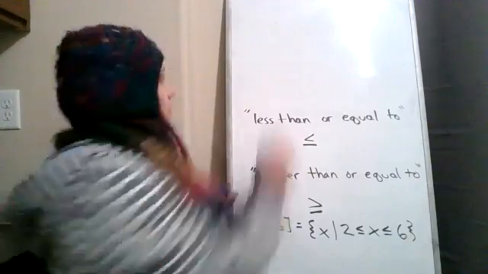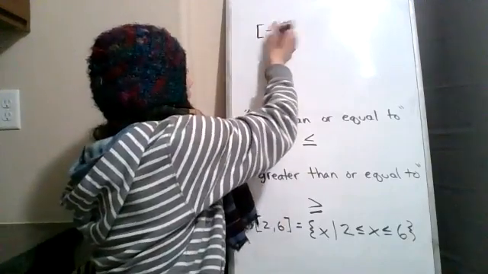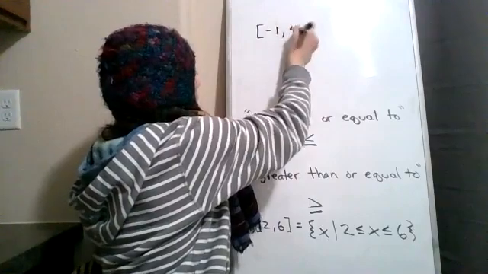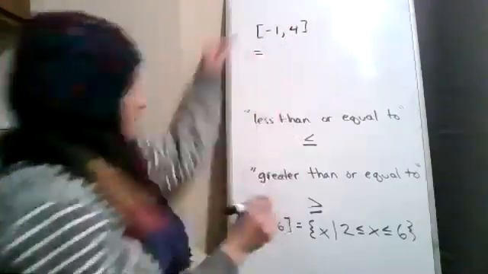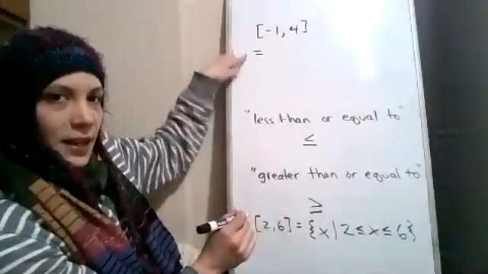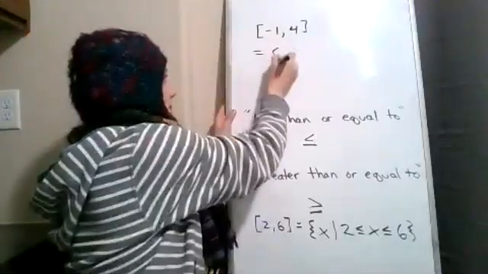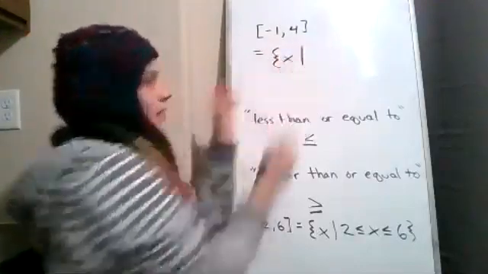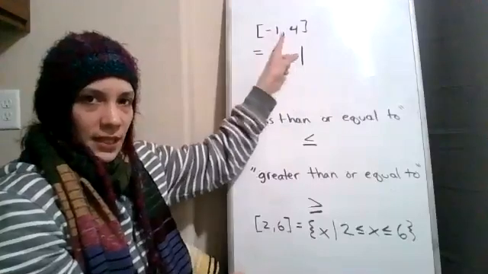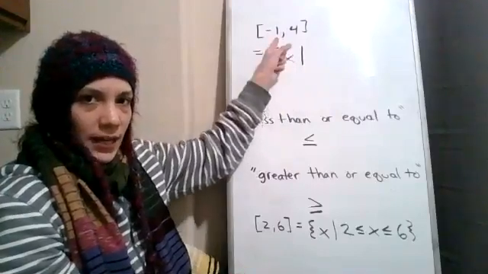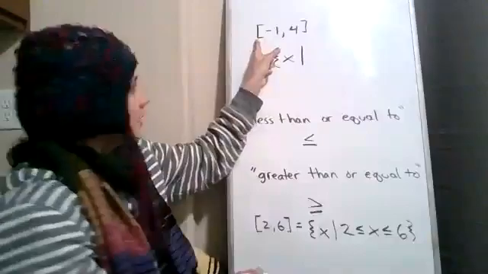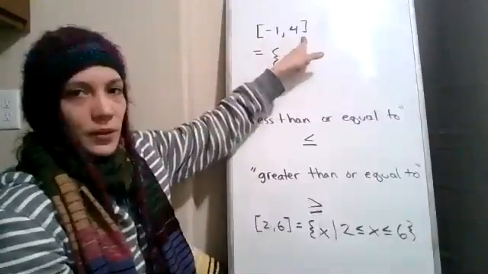Let's do one more. Let's go from -1 to 4. This is the set of x values such that -1 is less than or equal to x. So x can equal -1, and it also could equal 4 with the square bracket.